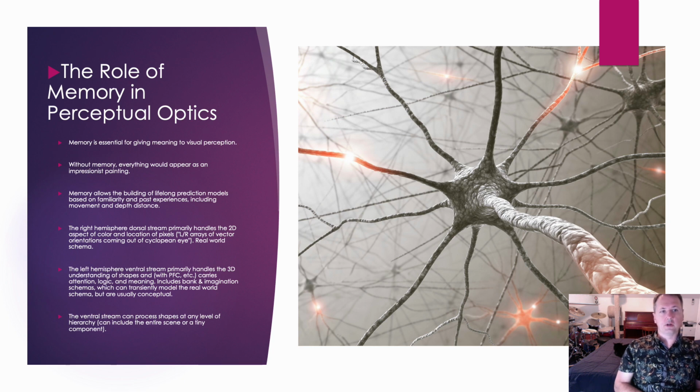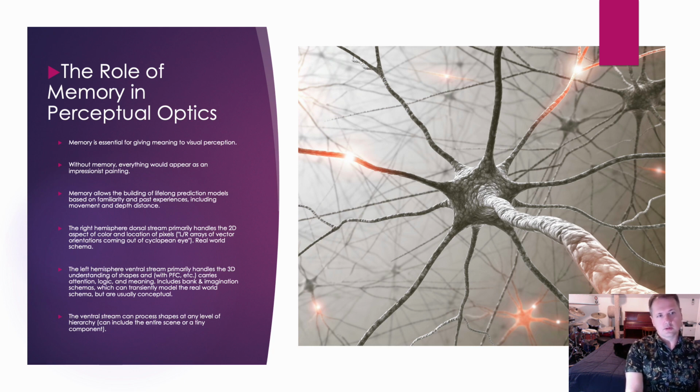The right hemisphere dorsal stream would primarily handle the 2D aspect of color and location of pixels. And the left hemisphere ventral stream would primarily handle the 3D understanding of shapes, and with help from the prefrontal cortex would carry attention, logic, and meaning. And it would, in my model, include the bank as well as the imagination schemas, which can transiently model the real-world schema, but are usually conceptual.